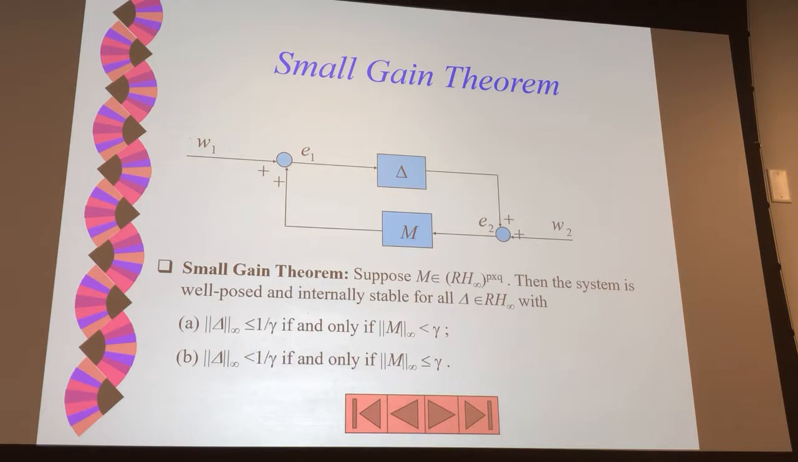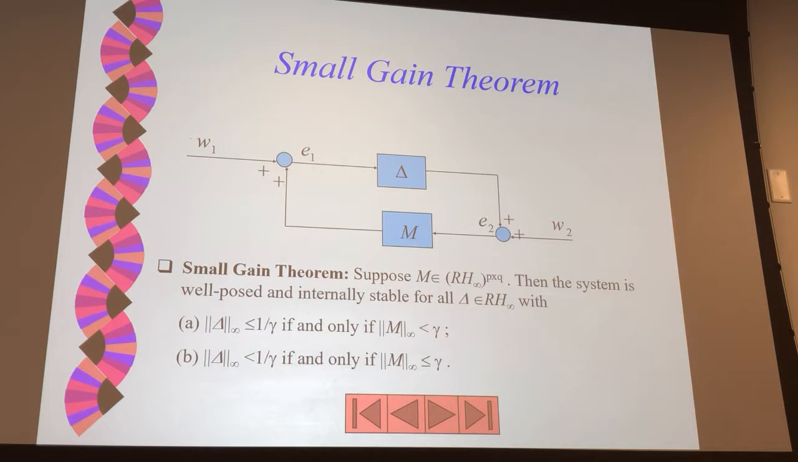You can see if you have infinite norm less than gamma, then this could be less than or equal to 1 over gamma. Then if the infinite norm of M is less than or equal to gamma, then this has to be strictly less than 1 over gamma.